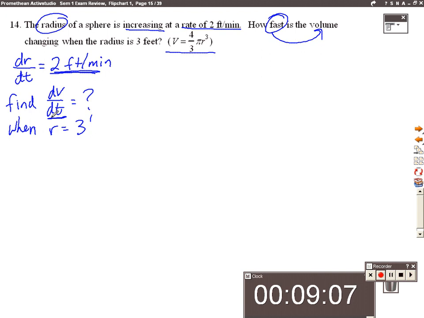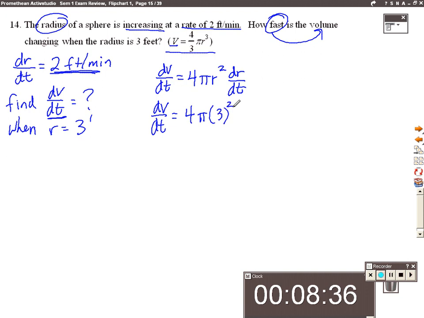So if I find the derivative of the given function, the derivative of V is dV/dt, and on the right hand side I'm going to use the power rule. 3 times 4/3 would be 4 pi r squared dr/dt, because we're finding the rates with respect to time. I'm looking for dV/dt. I know that r is equal to 3, so I have 4 pi, 3 goes in place of r. I know that the radius is changing at a rate of 2 feet per minute.